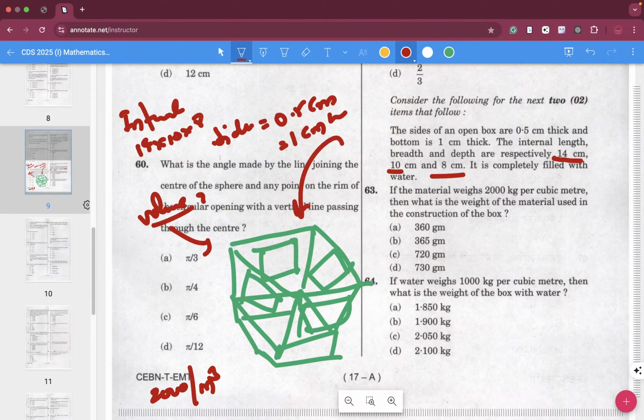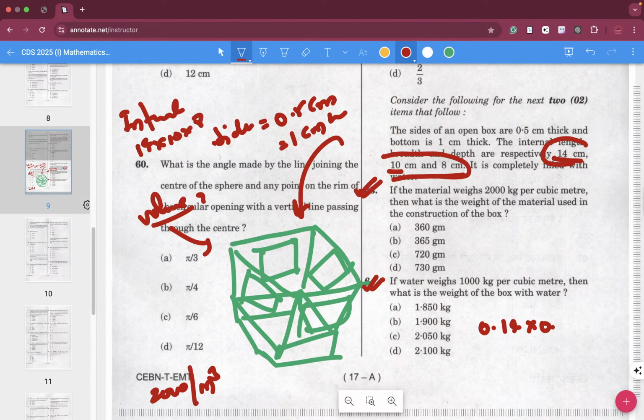Okay, now let's read this question as well. If water weighs 1000 kg per cubic meter, then what is the weight of the water, okay? Now one thing is sure, that water will be filled in the internal dimension only. It does not have to worry about the outer dimension, right? So what will the water dimension be?